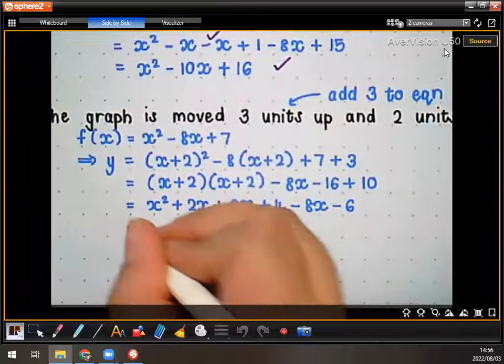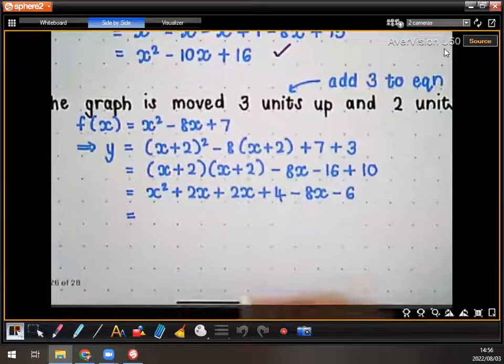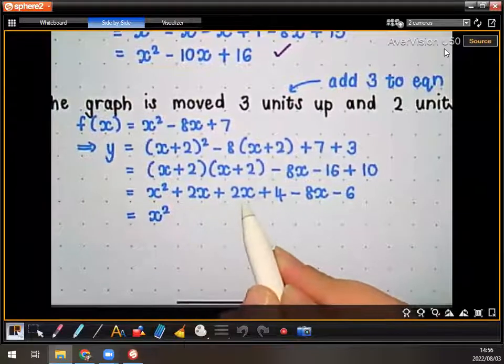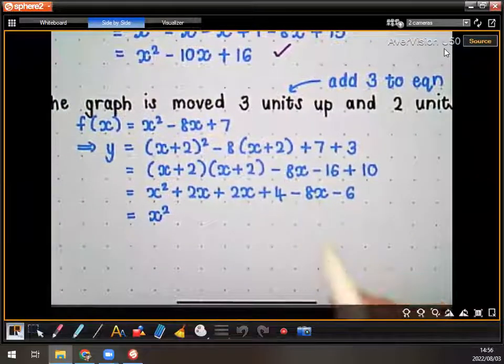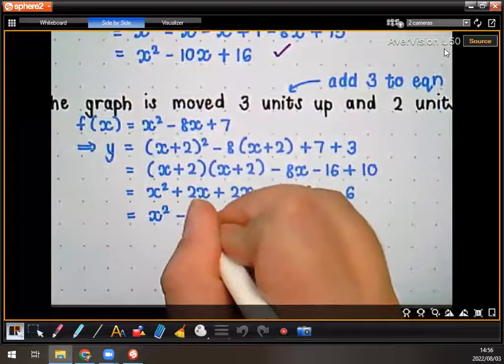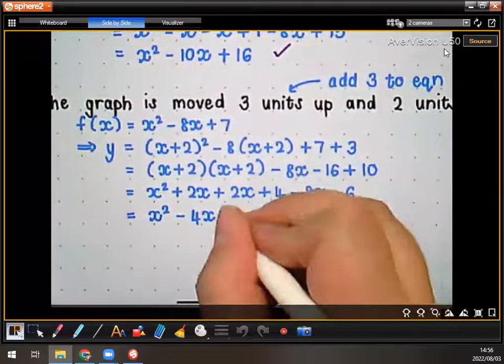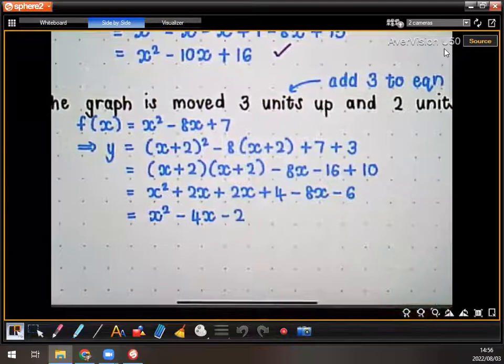And now finally, we can simplify this equation. So we have our x squared, and then we have 2x plus 2x is 4x. Minus 8x is negative 4x. And then we have 4 minus 6, which is negative 2.